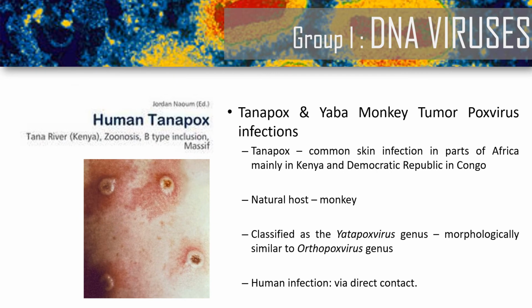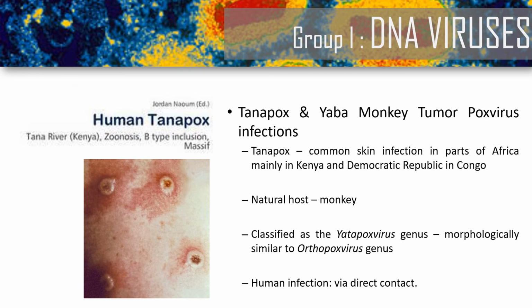Then we have your Tanapox and Yaba monkey tumor pox virus infection. For Tanapox, it is a common skin infection in parts of Africa, mainly in Kenya and the Democratic Republic of Congo. Yan, di ba? Ang galing, ang daming diseases coming from Africa, class. The natural host is the monkey, classified under the Yatapox virus genus, morphologically similar to your Orthopox virus genus, and human infection is via direct contact.